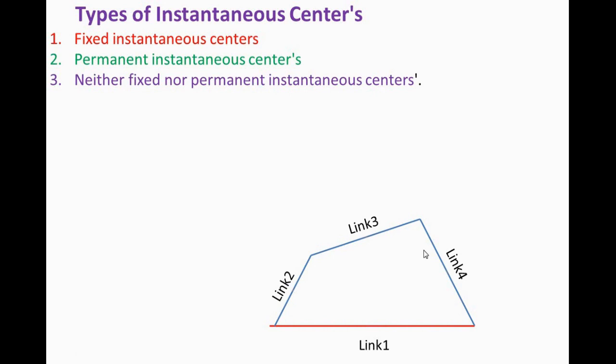Let us take the example of a 4-bar chain. Here you can see that this is the 4-bar chain. Link 1 is the fixed one. I have represented it by red color. It will not have any kind of motion. Okay.